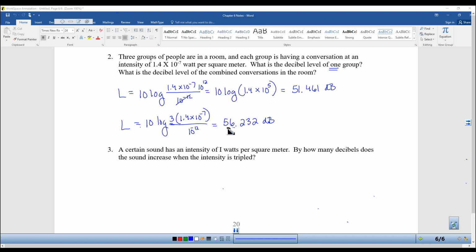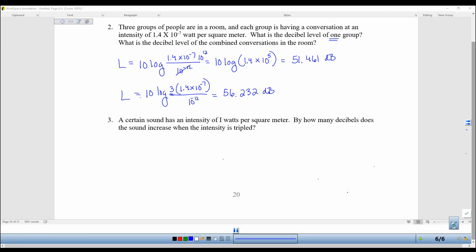So as you can see, we got 56.232 decibels, which is only 5 more decibels. So it's definitely not 3 times as many decibels just because there were 3 groups of people in the room. Okay, so that one was a little hard. Now number 3 is definitely the hardest. Last example for the day though.